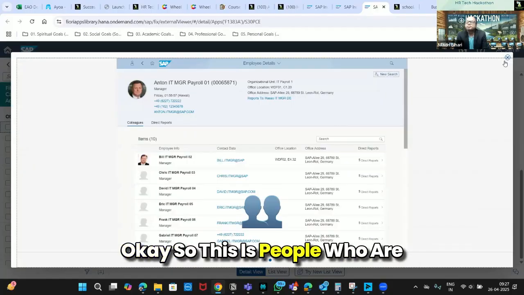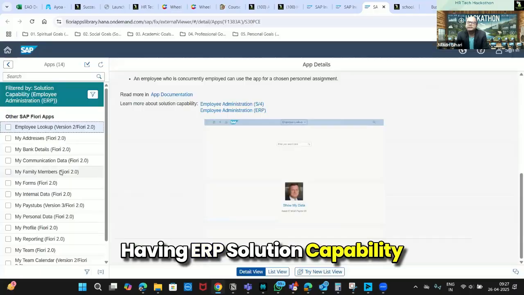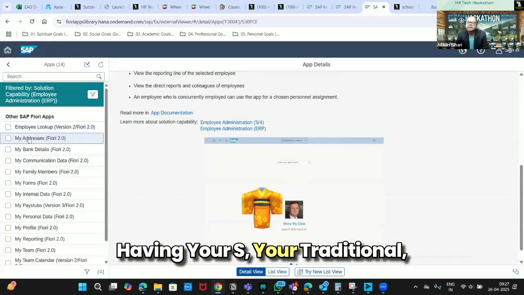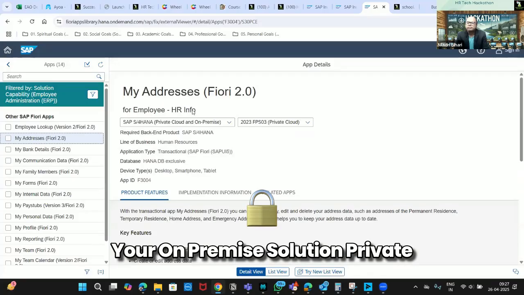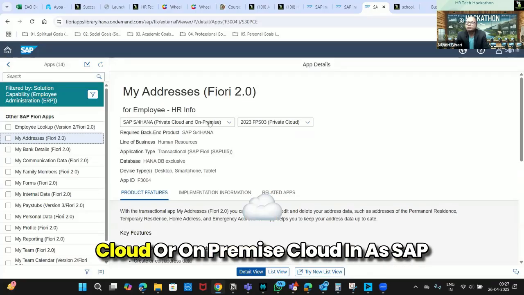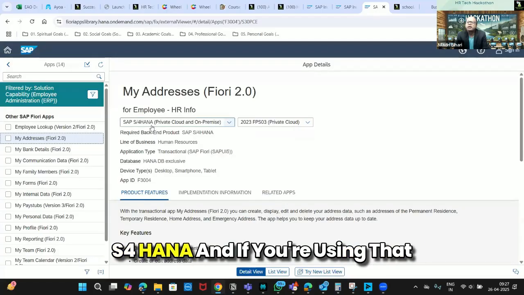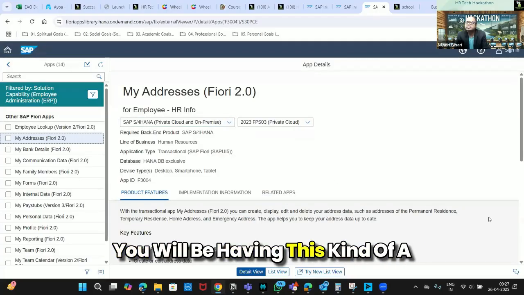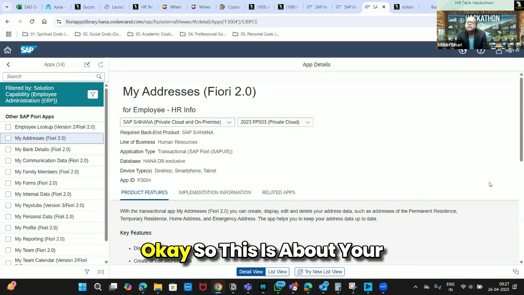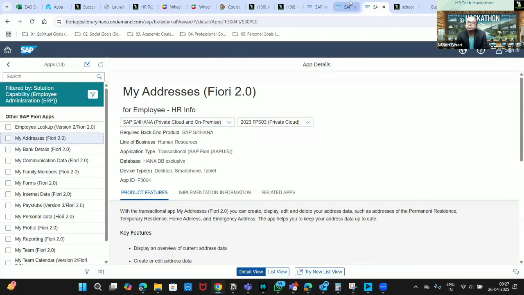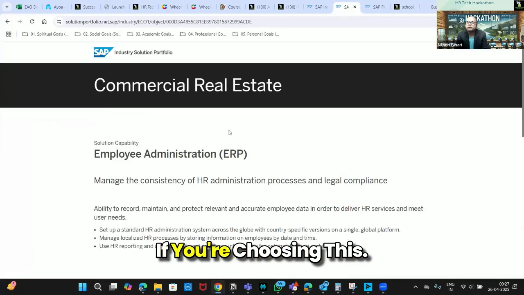So this is for people who have an ERP solution capability, your traditional on-premise solution, private cloud or on-premise in SAP S/4HANA. If you're using that, you will have this kind of solutions here. So this is about your solutioning point of view if you're choosing this.